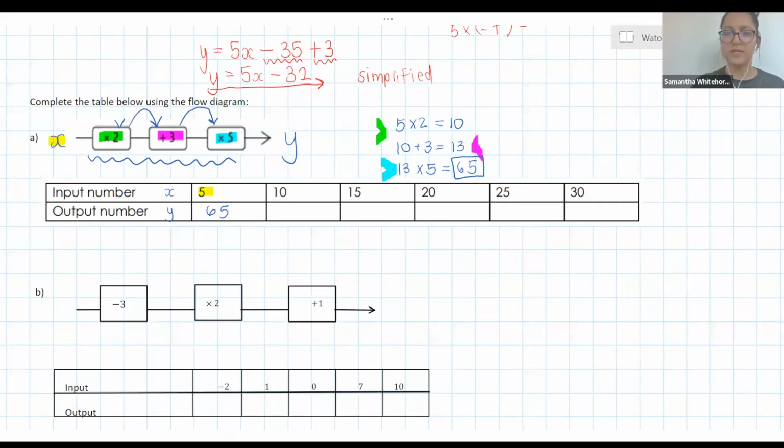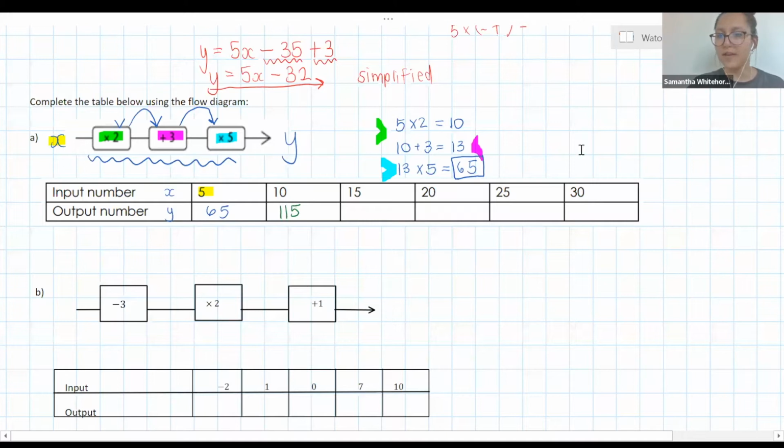Right, Lufuno, do you want to tell us what is the answer? Yes, ma'am. The answer is 115, ma'am. Excellent. Well done. 115. So guys, 10 times 2 is 20. 20 plus 3 is 23. And 23 times 5 is exactly 115.